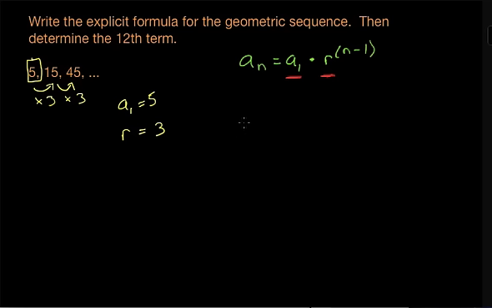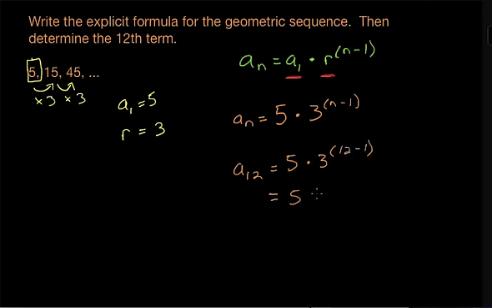Our explicit formula is a sub n, the nth term, equals our first term, 5, times our common ratio, 3, raised to the n minus 1 power. Now our next step is to determine the 12th term. So we know that the 12th term, a sub 12, equals 5 times 3 to the, and since n is 12, we're going to put 12 right here, and we're going to take away 1 from 12. And so all we have to do is evaluate the expression 5 times 3 to the 11th power.